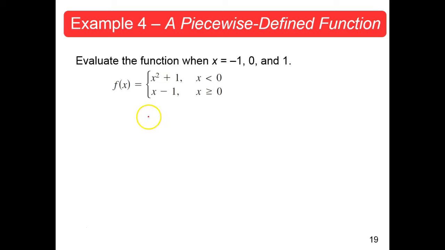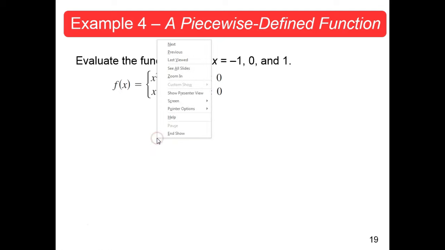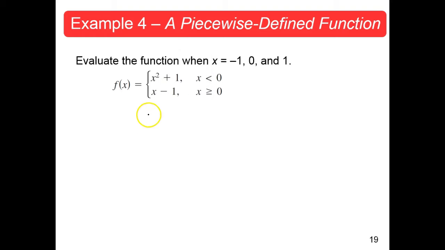It would be -1. Whoops, forgot to do this. All these steps you have to go through. Okay. It would be -1. We're going to use the first one because -1 is less than 0. So it would be -1 squared plus 1. What's -1 squared? 1 plus 1 is 2. Didn't know you'd be doing such high-level math today when you came in, did you? 1 plus 1 is 2. Okay. So there's evaluated x equal -1.